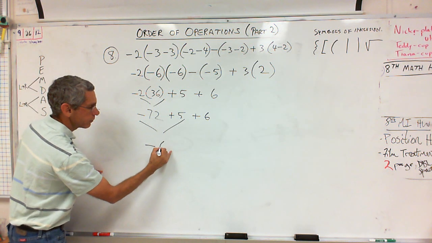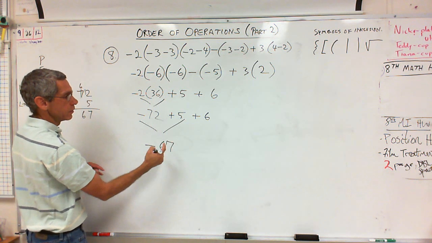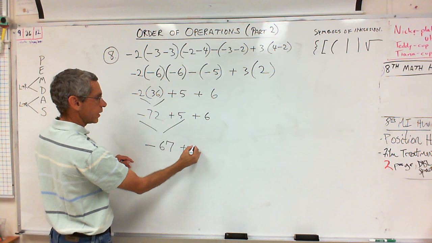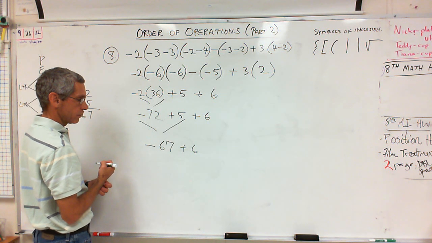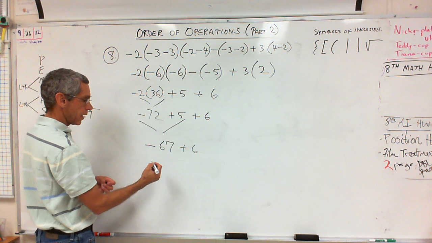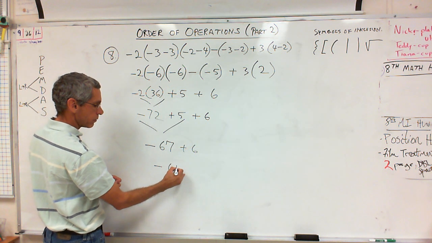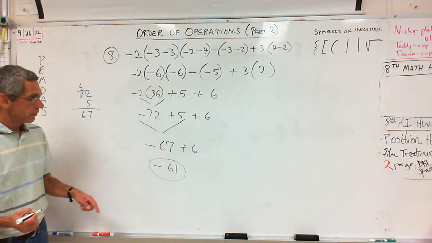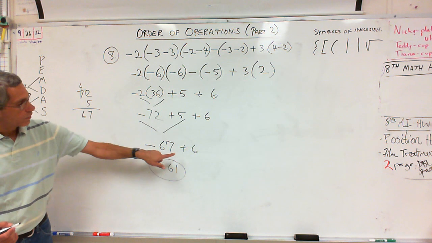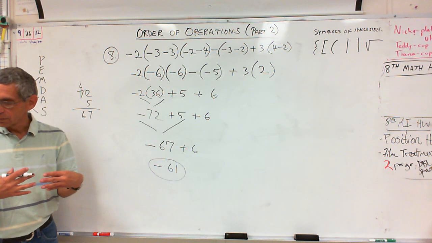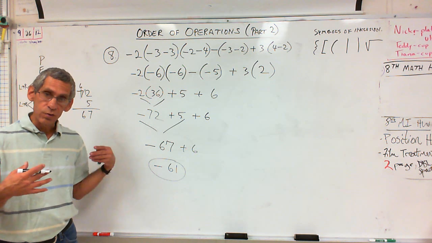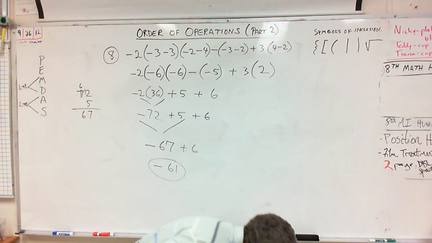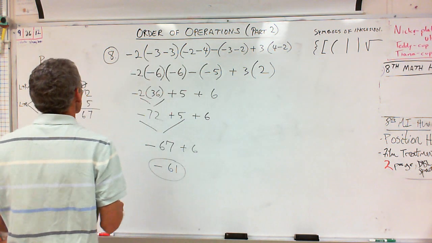So it's going to be -67. That's these two, plus 6, what's that? Negative 61. -61, right? Because they're different signs, so I have to subtract them. When the signs are different and you're adding and subtracting, you just subtract the numbers. Okay, good. So that's that one.